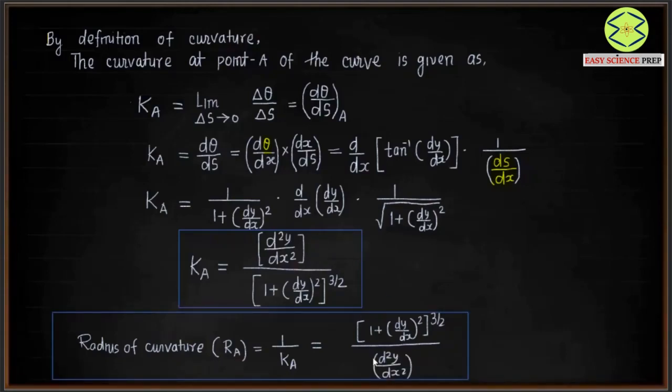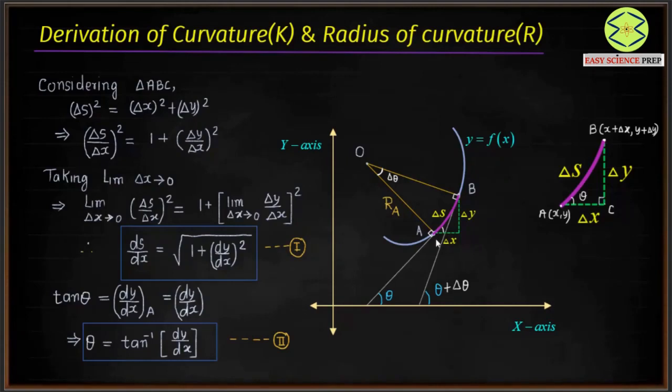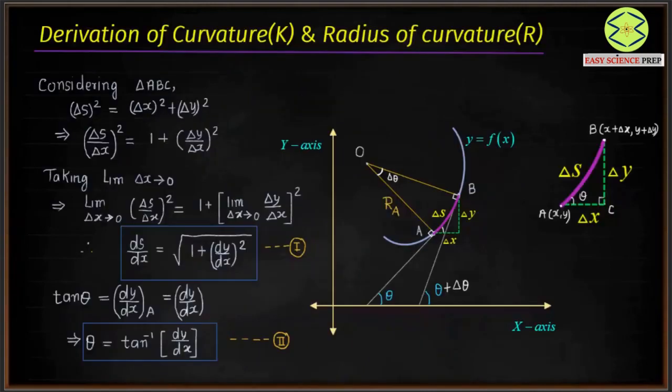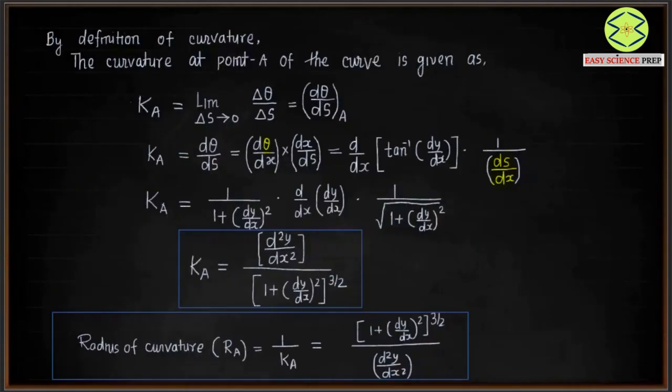So these are two expressions we have got, and these are very important expressions. The first expression is for curvature at point A for a given curve, and the second expression is the radius of curvature at point A for the same given curve. By using these two expressions, you can find the curvature and the radius of curvature of any given curve. I hope you have understood the concept of curvature and radius of curvature of a given curve, and also the procedure to find the expressions for them.